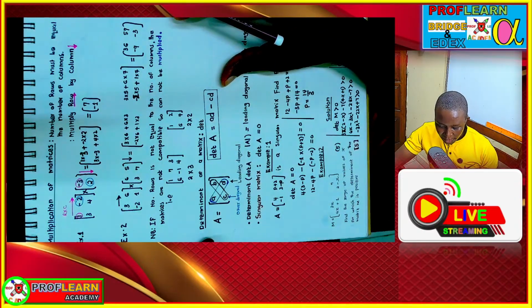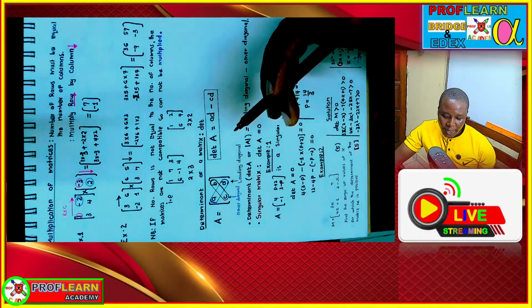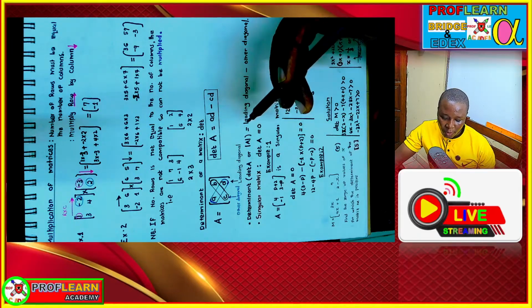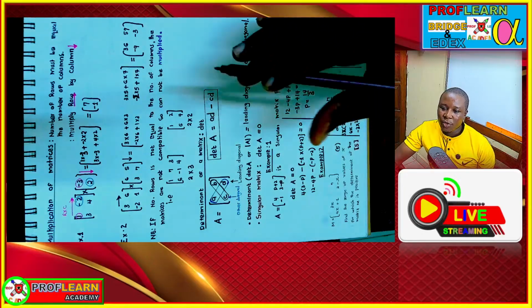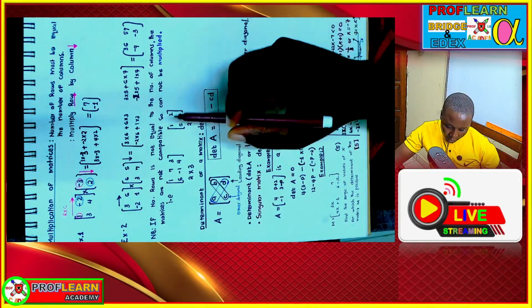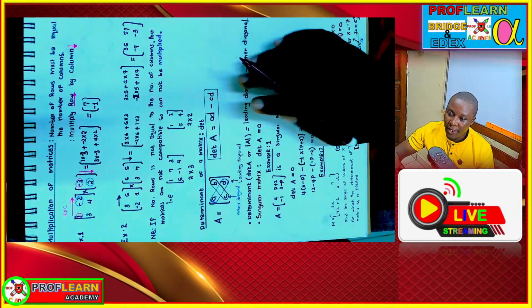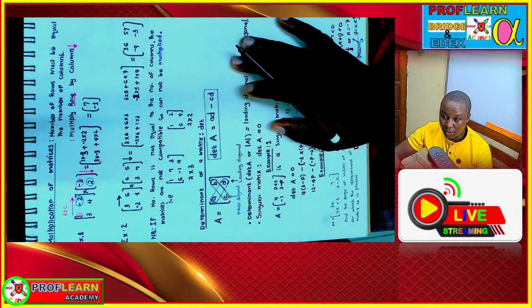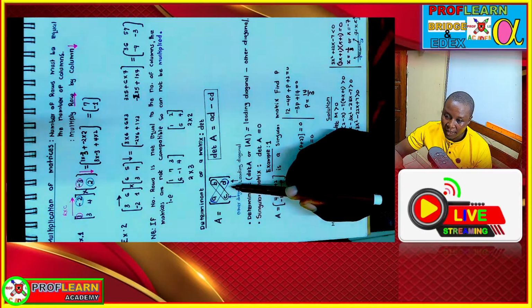So that means that if the number of elements in the row of one matrix equals the number of elements in the column of the other, it means those two matrices are compatible and they can be multiplied. So you need to understand how to multiply matrices. The next part you need to understand is the calculation of a determinant.